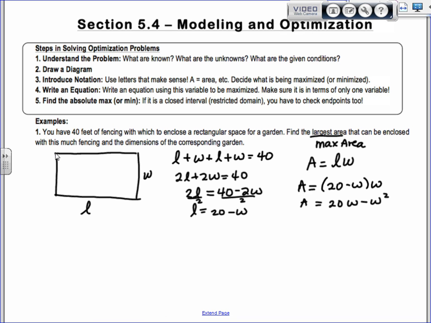All right. So anyway, we have this. We're trying to maximize A. Right now we know it's a downwards parabola. So I'm going to do A prime. I get 20 minus 2W. I set it equal to 0. So 20 minus 2W, so 2W equals 20. So W equals 10 then.